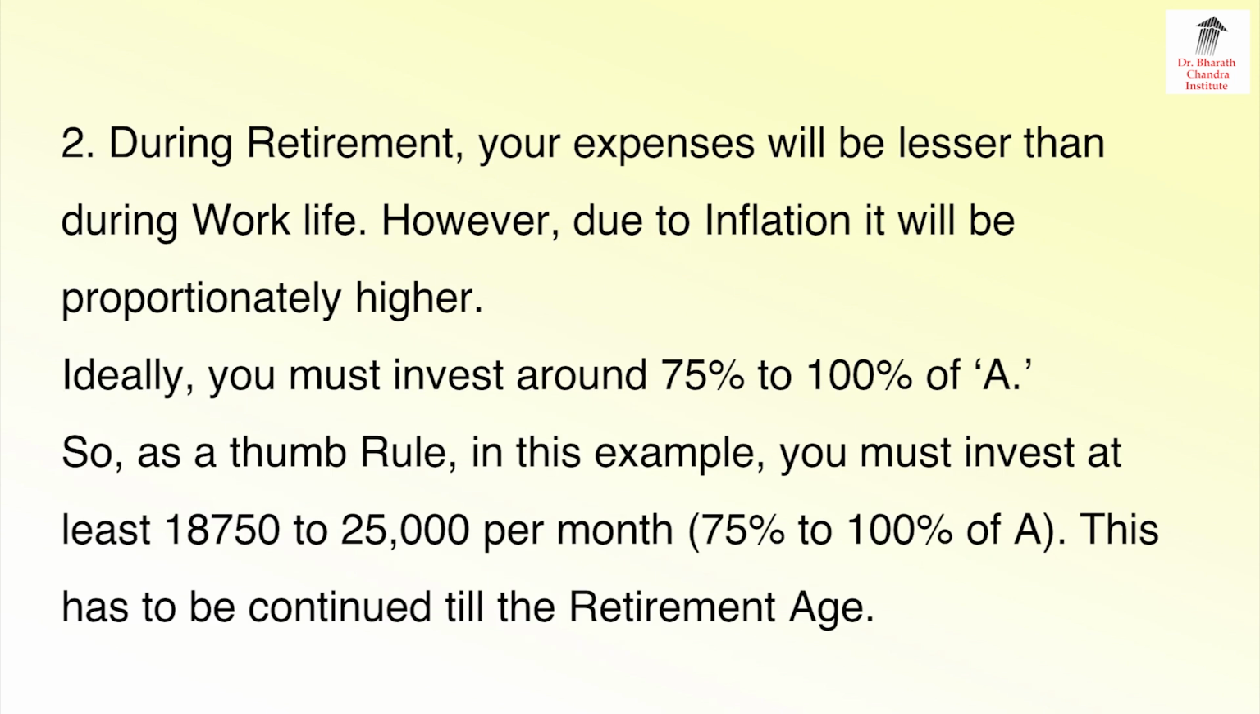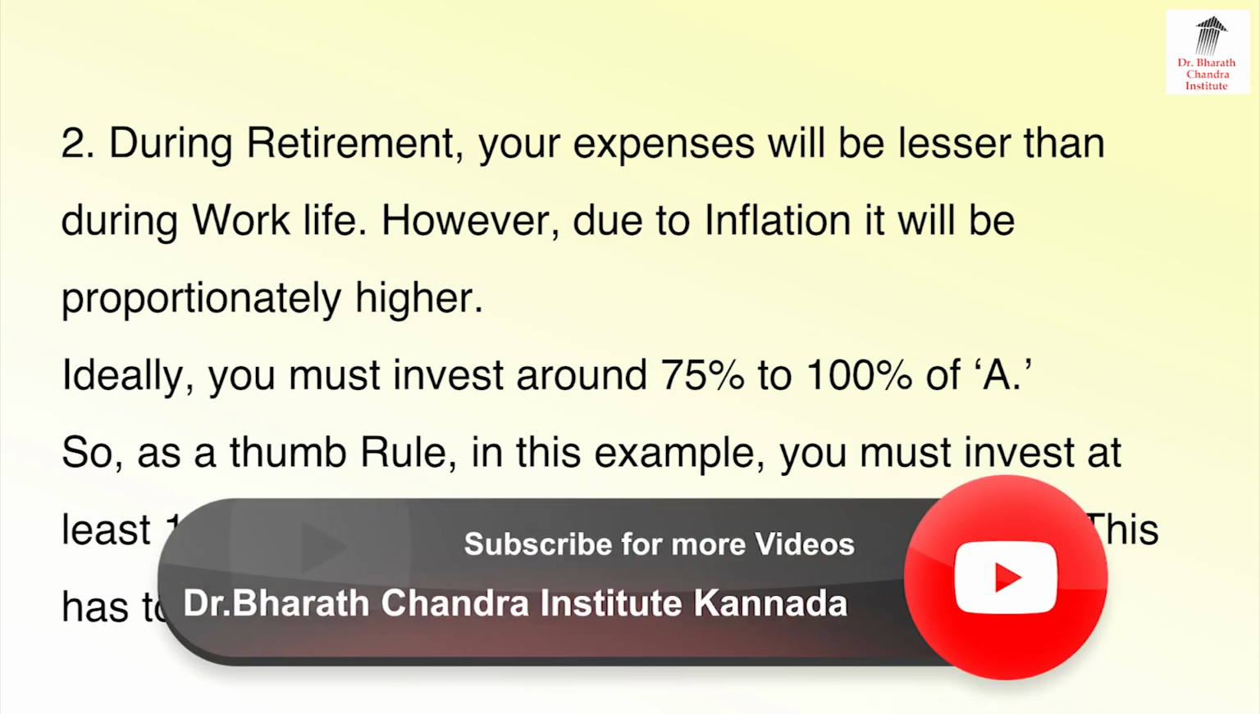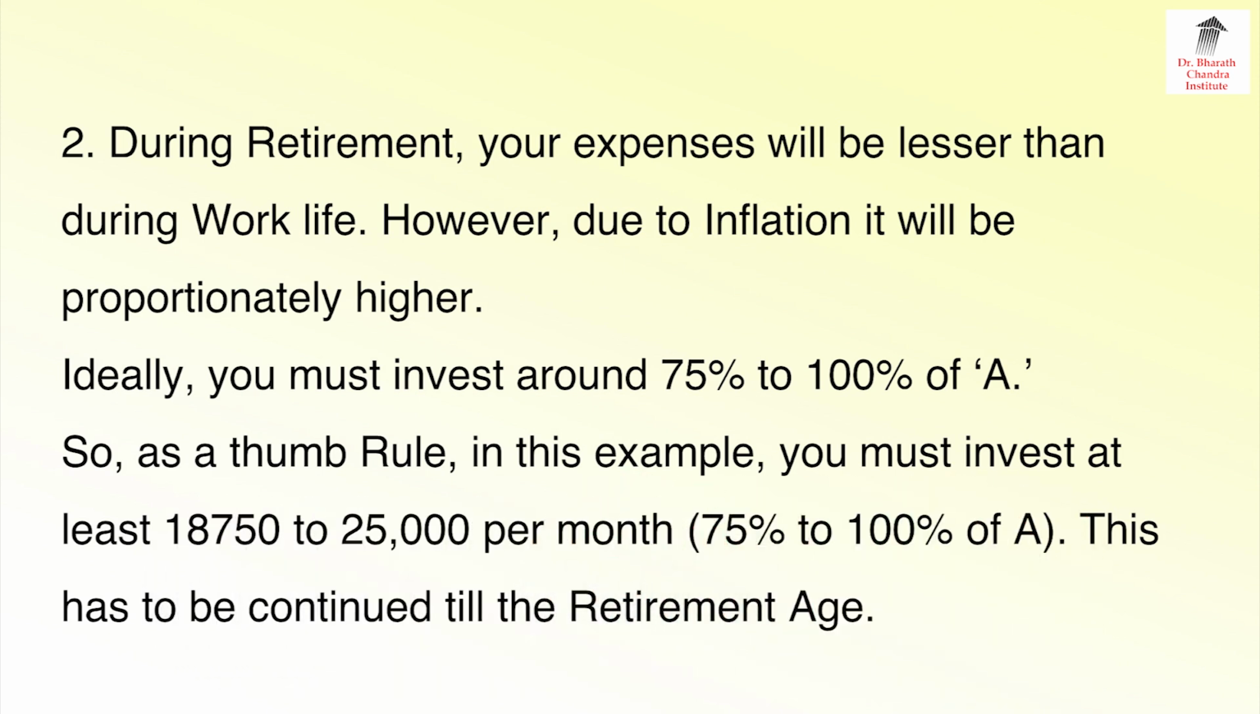2. During retirement, your expenses will be lesser than during work life. However, due to inflation, it will be proportionately higher. Ideally, you must invest around 75% to 100% of A. So, as a thumb rule, in this example, you must invest at least 18,750 to 25,000 per month, 75% to 100% of A. This has to continue till retirement age.